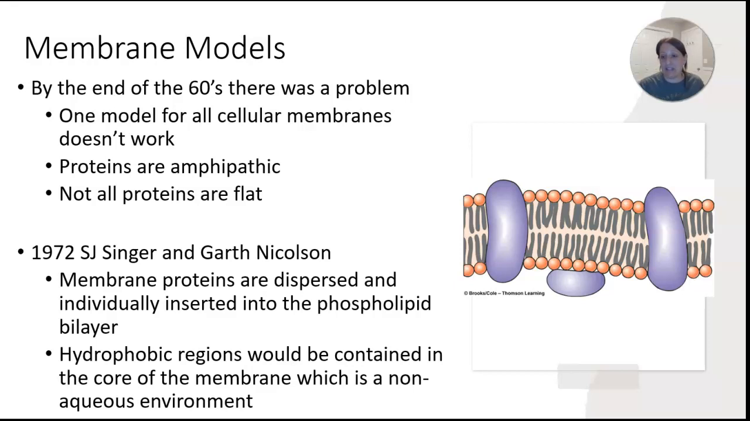And lastly, not all proteins are flat. They come in a variety of shapes and sizes. And so one model, again, for all membranes doesn't work. So in 1972, 2 scientists, Singer and Nicolson, came up with what is called the fluid mosaic model. Okay, and that's the model that's still accepted today. Lots of evidence to support this model. And the model is depicted here in a simple way. On the next slide, I have a more complex model to show you.